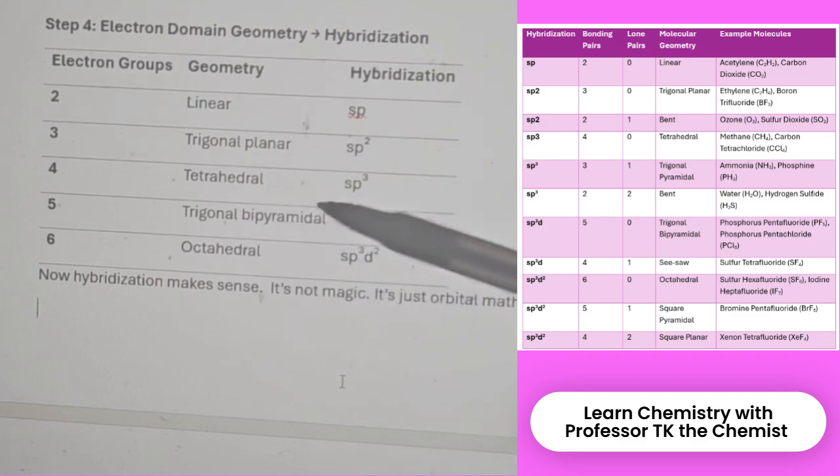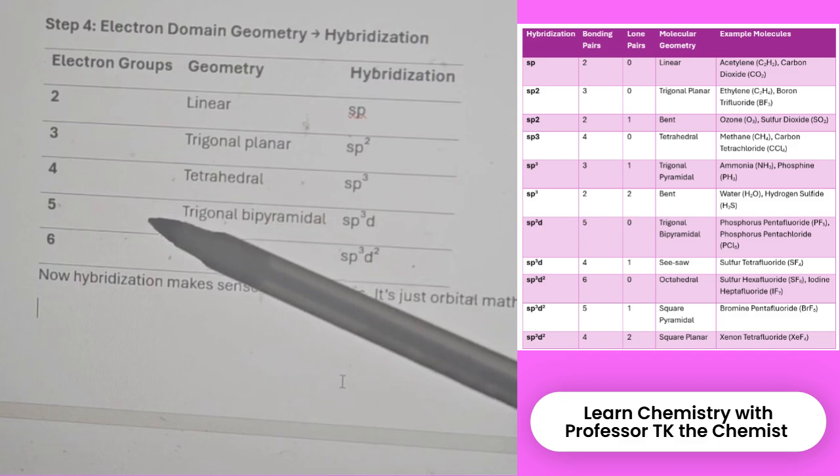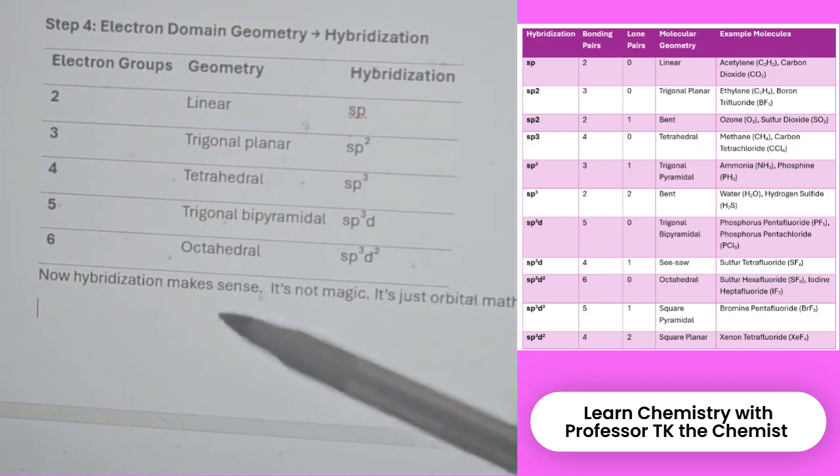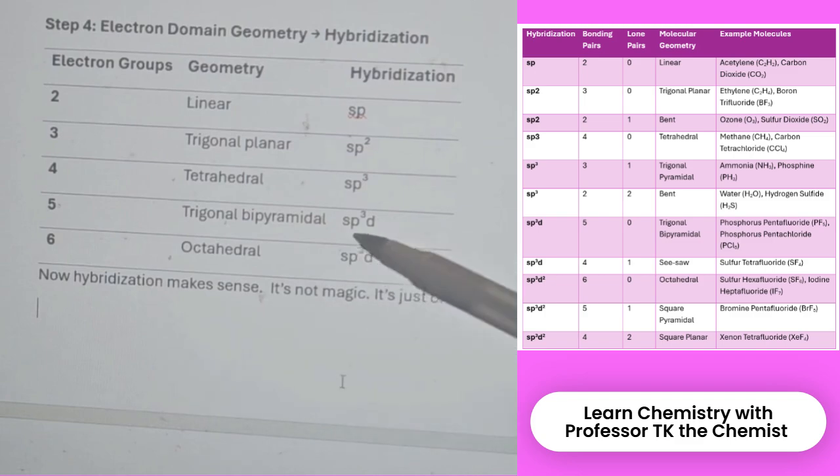When you get to tetrahedral and it tells you that you have 4 electron groups, then check this out. sp3 will be the hybridization. What's 3 plus 1? 4. All right. So now, if you take a look at this next part right here, trigonal bipyramidal, you have 5 electron groups, therefore you have sp3d. What's 3 plus 1 plus 1? 5. So as you all can see, this is the pattern here, okay?